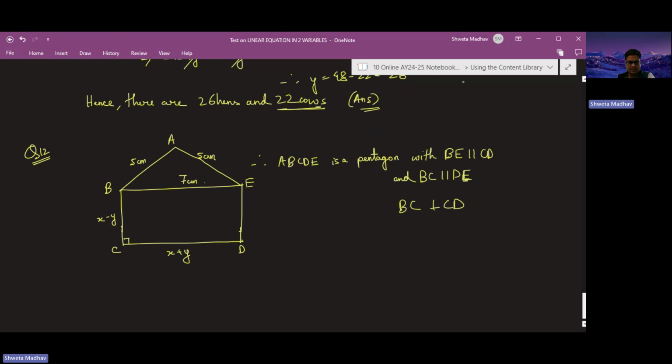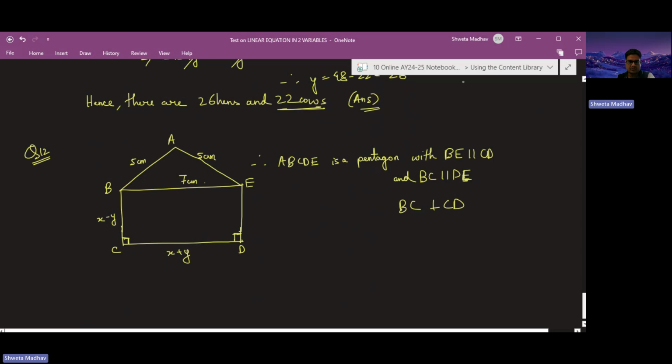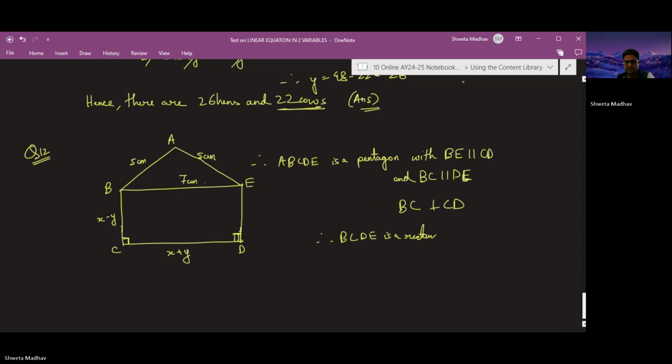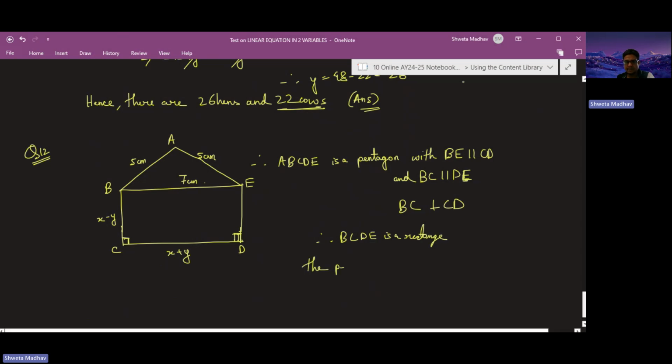Here it is told BC is parallel to DE. So I can say that this is a right angle, then this should also be a right angle. So hence we can see that BCDE is a rectangle, and it is told that the perimeter of ABCDE is 27 centimeters. Then we need to find the values of x and y, and x comma y is not equal to 0.